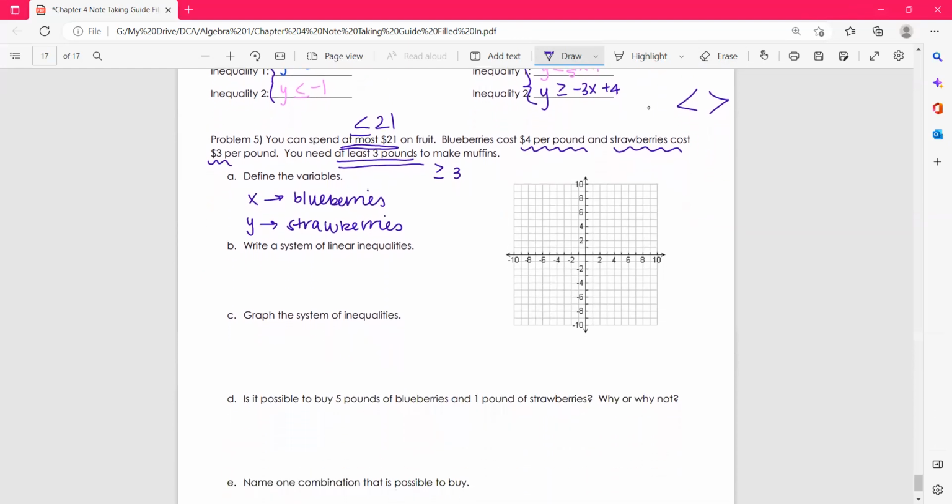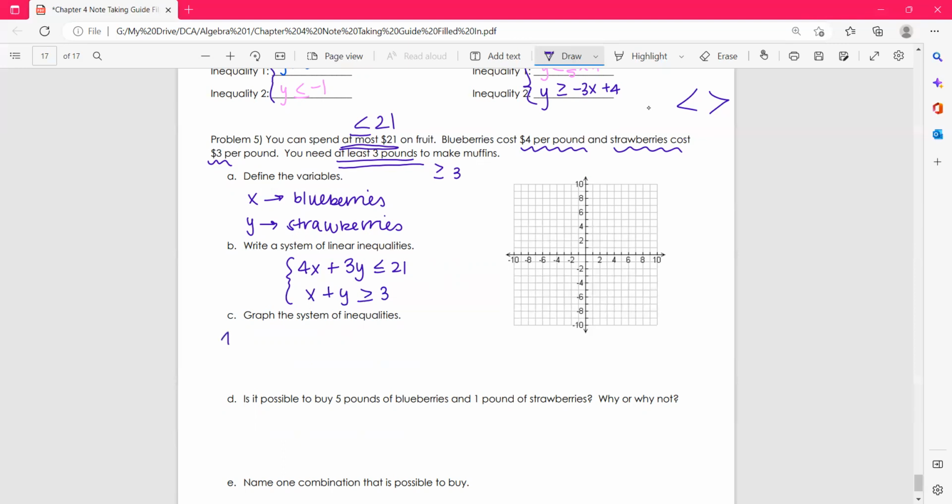Write a system of linear inequalities. So we're going to have two inequalities: one is going to be about money and one's going to be about pounds. The one about money is we've got $4 for blueberries plus $3 for strawberries, and that's got to be less than or equal to 21. And then the number of pounds, how many blueberries plus how many strawberries, has to be greater than or equal to 3 pounds. So let's graph this system of inequalities.